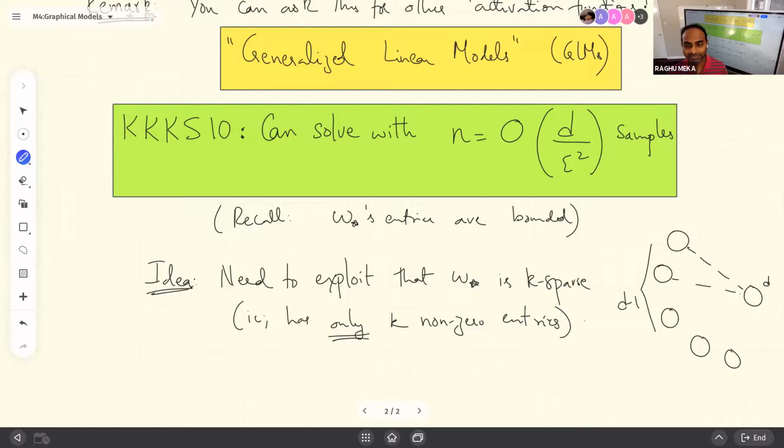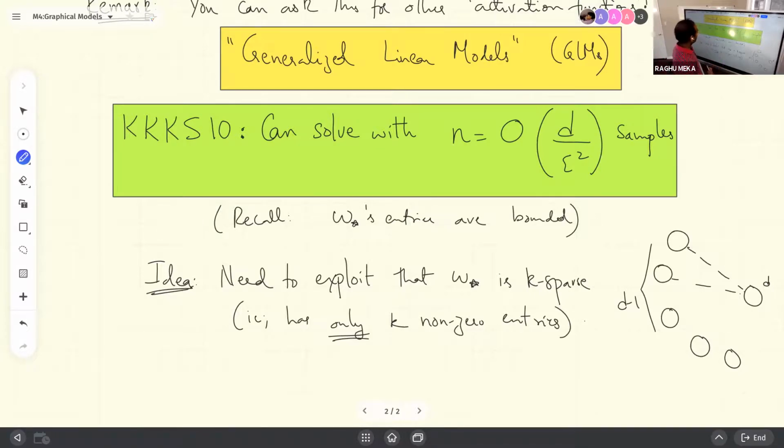Okay? If I tell you there are only 10 non-zero entries, how many samples do I need to get epsilon accuracy? All right. Can we exploit the sparsity? If I can do that, that would be a meaningful result, even outside of the specific application we have in mind. Because sparse linear regression problems show up in many, many places. And this is a much stronger generalization of it, where you're allowed to put any activation function.